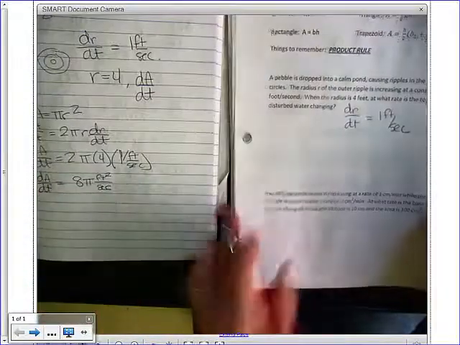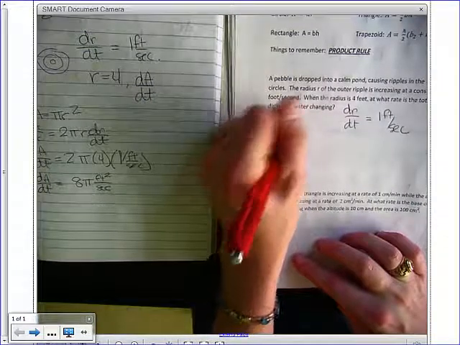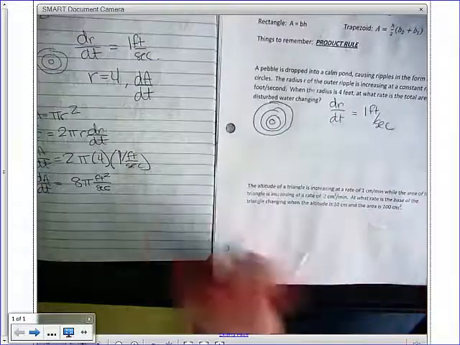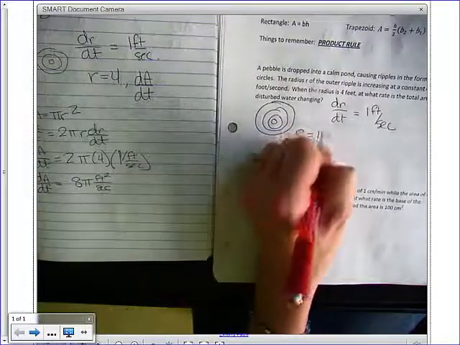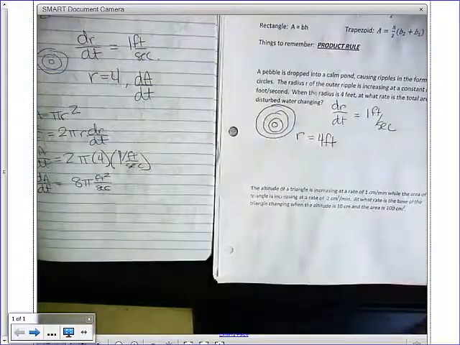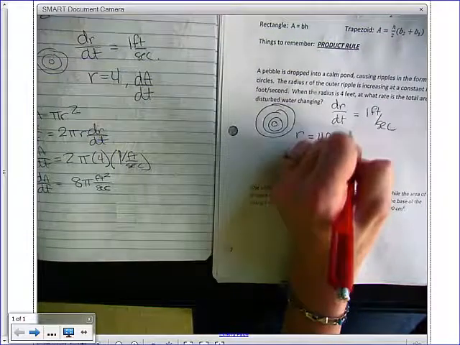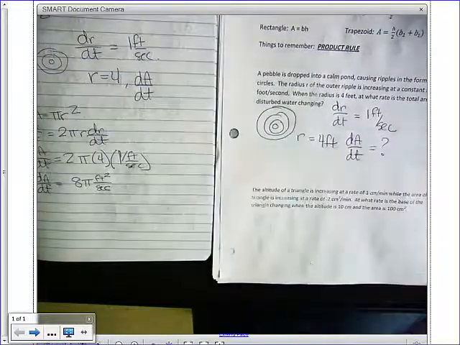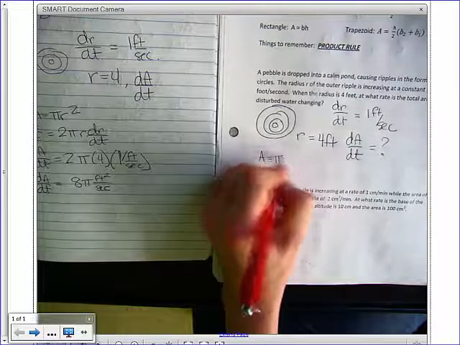So let's say we have a pond, and we have my ripples doing this. Now, if r equals 4 feet, what is the rate of the total area of the water being disturbed? So I want to know dA/dt. Now again, we're talking about area of a circle, so we're going to say A equals pi r squared.